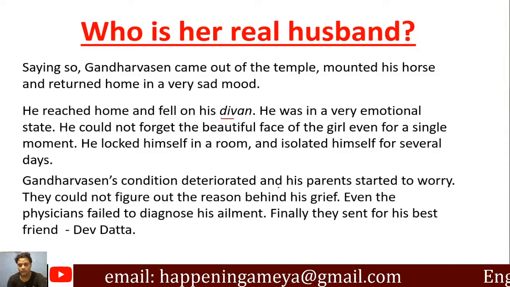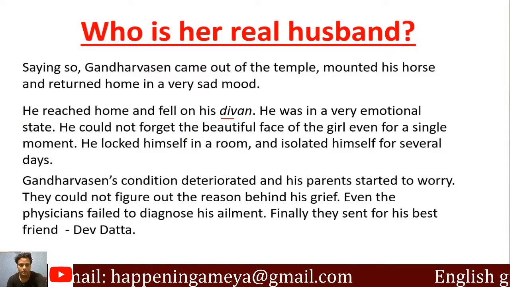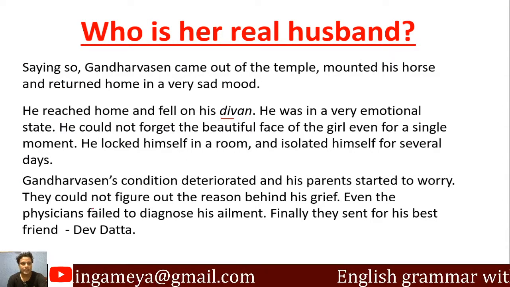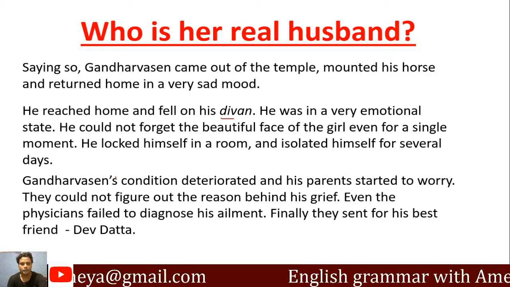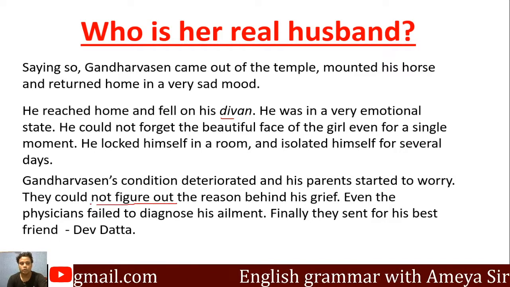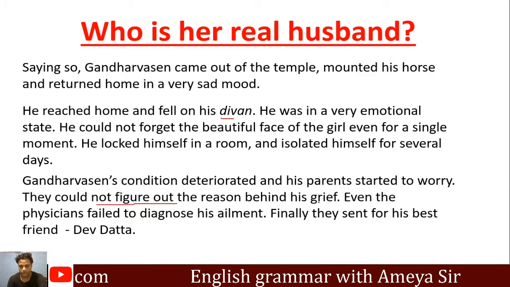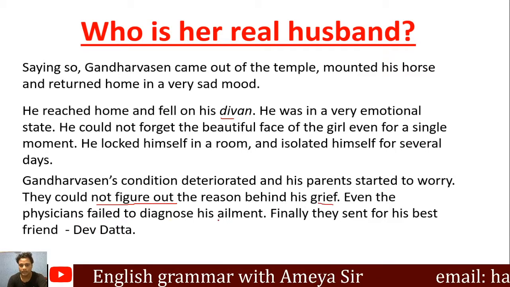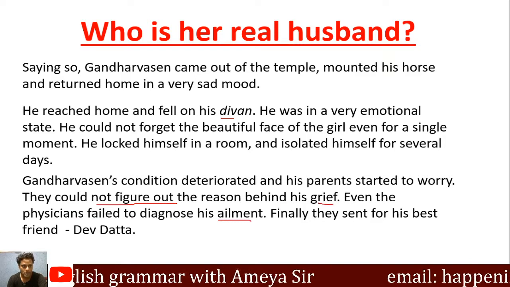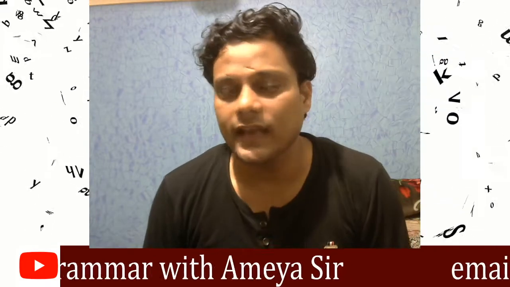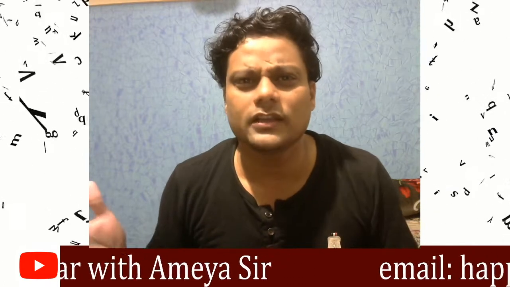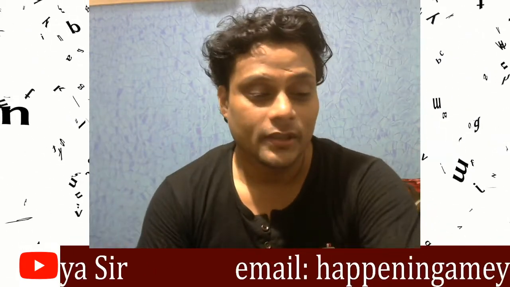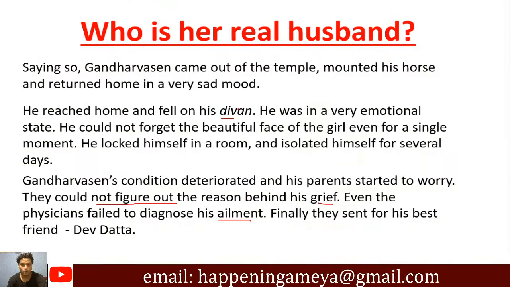Gandharvasen's condition deteriorated and his parents started to worry. Of course, obviously, your parents will begin to worry like, what the heck? Why is he behaving this way? Is something wrong? They could not figure out the reason behind his grief. Figure out is trying to find out. Okay, they could not figure out the reason behind his grief. Grief is sadness. Even the physicians failed to diagnose his ailment. Guys, this is ailment, meaning what you're suffering from. So the physicians, the doctors were called, and even they could not diagnose what the problem was. Obviously, there was no medical condition here. The boy is in love. So they failed to diagnose what's wrong. The parents were clearly worried because what's happened to their only son.